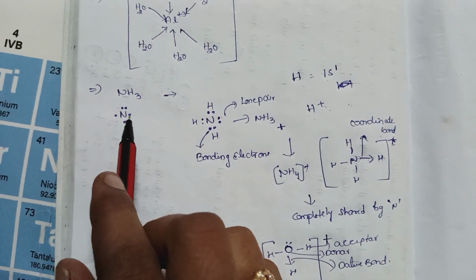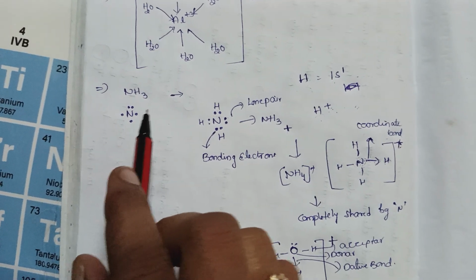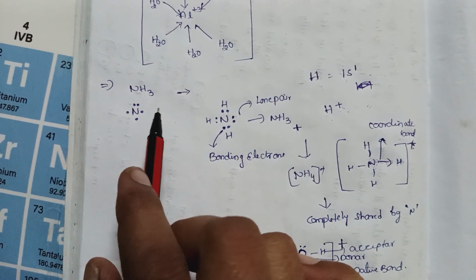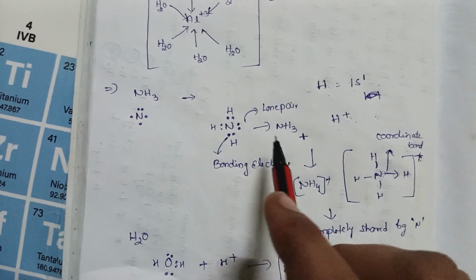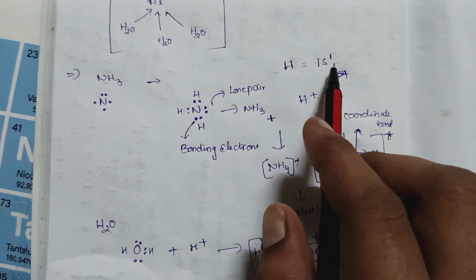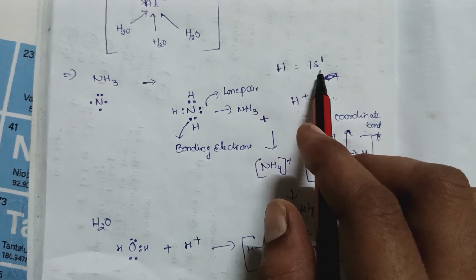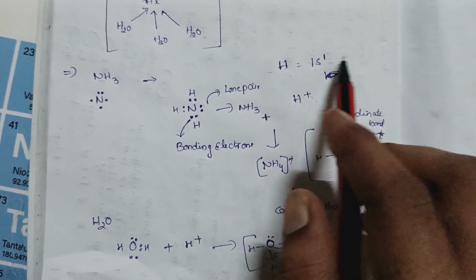Nitrogen has 5 valence electrons present in the outermost shell. It is short of 3 electrons to get octet configuration. Hydrogen has 1 electron present in the outermost shell. It is short of 1 electron to get duplet structure.